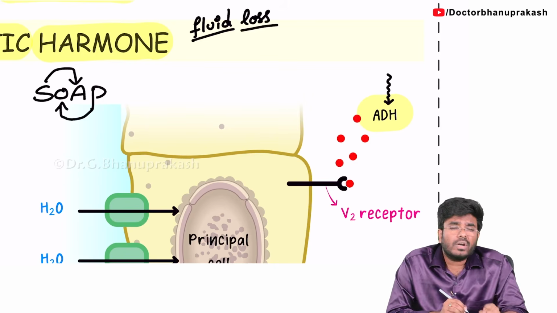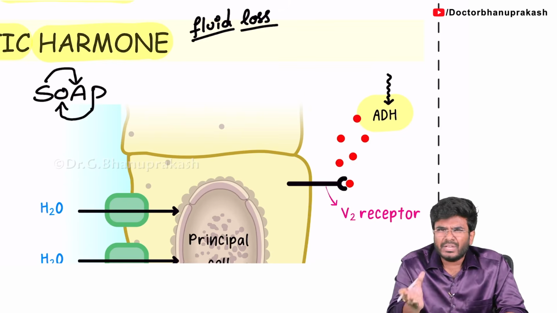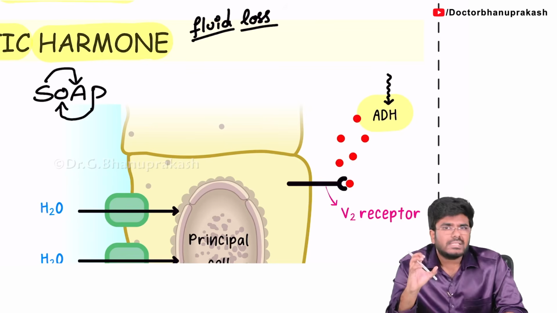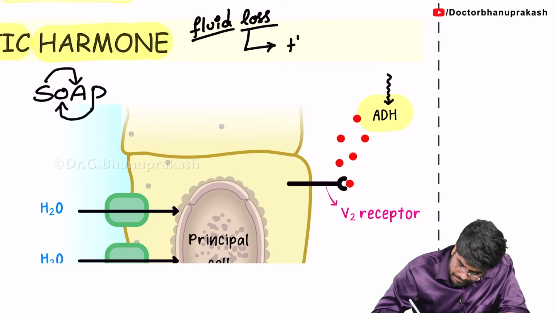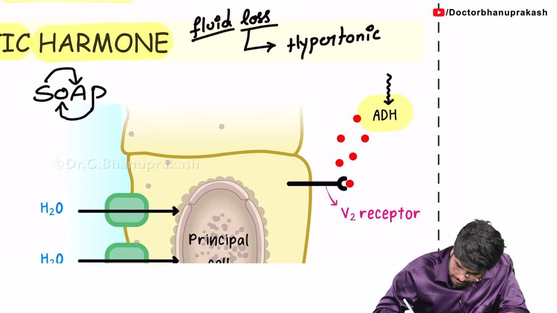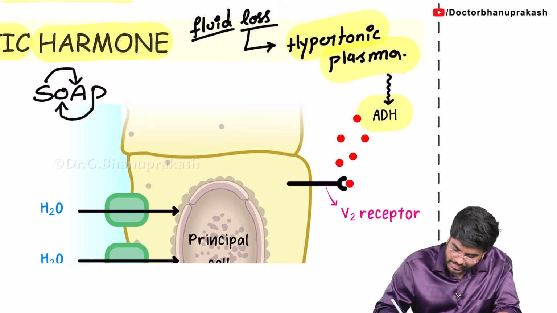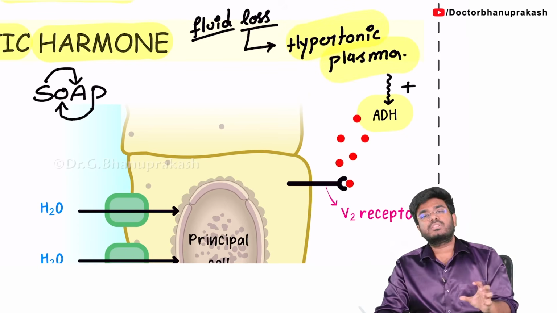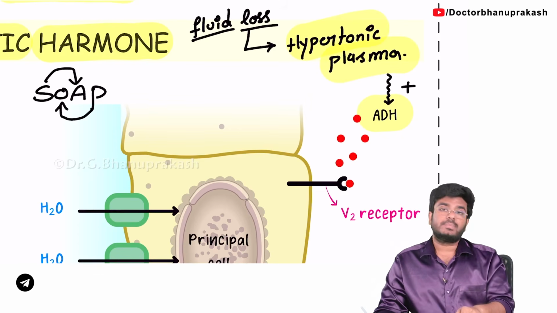whenever you are losing water or fluids out of the body, what do you think will happen to your plasma? Is the plasma getting diluted or concentrated? There will be hypertonic plasma, concentrated plasma. So, whenever there is fluid loss or dehydration, there will be hypertonic plasma. This hypertonic plasma is the stimulus for the release of antidiuretic hormone. So, what is the major stimulus for the release of aldosterone? It's the hyperkalemia. And the stimulus for the release of antidiuretic hormone is the hypertonic plasma.